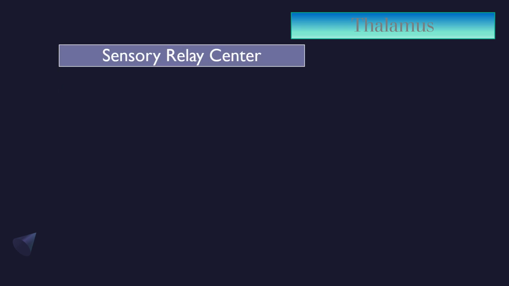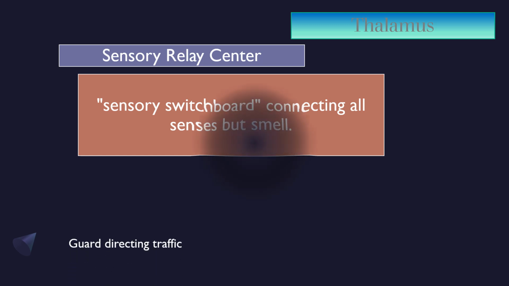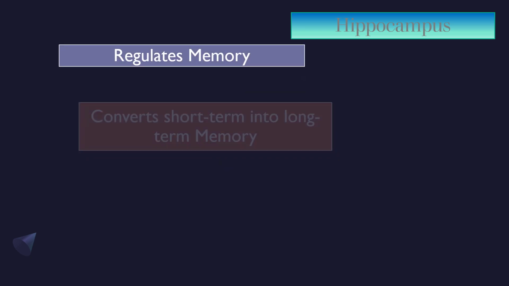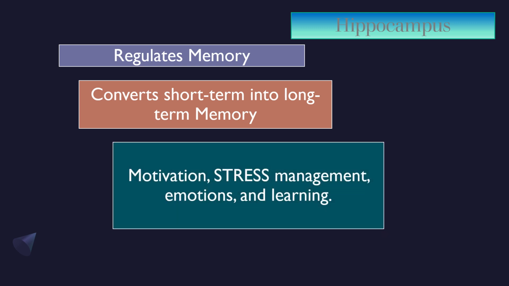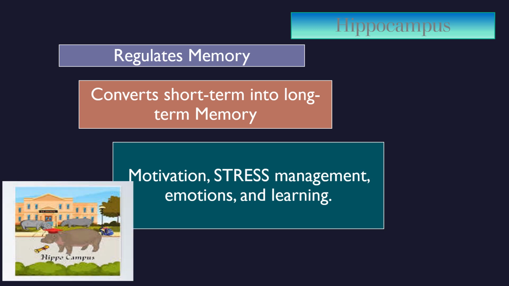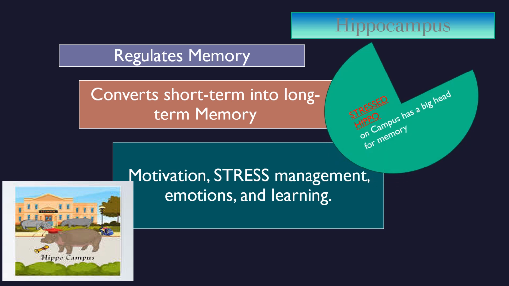The thalamus is the sensory relay center, the switchboard for connecting all senses except for smell. The hippocampus regulates memory. It converts short-term into long-term memory and manages motivation, stress management, emotions, and learning. Remember, a stressed hippo on campus has a big head for memory.